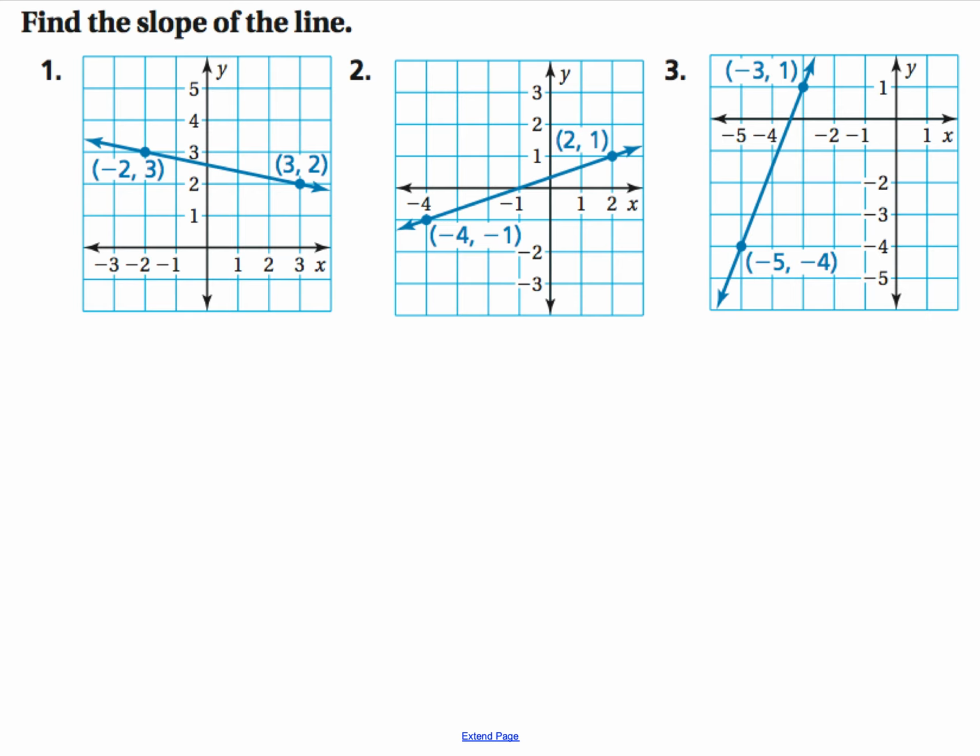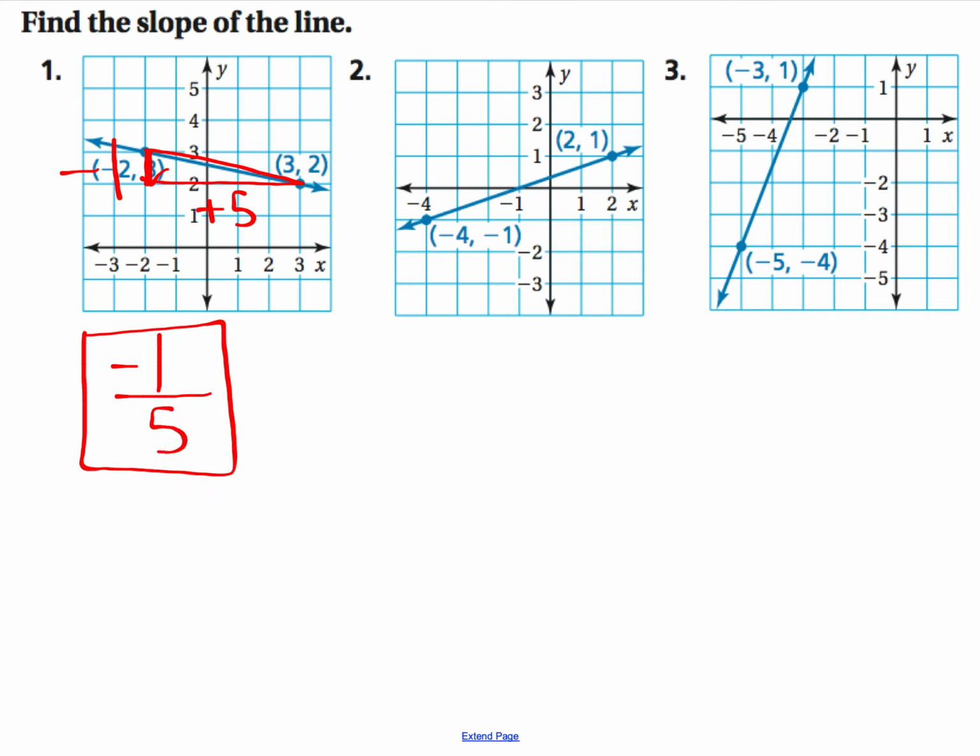Okay, let's find the slope of each of these lines. What you'll want to do first on these is draw a right triangle between the 2 points. Find the size of that right triangle. This right triangle, to get from here to there, is down 1, and to get across is over 5. This is a slope of rise -1, run 5, -1/5. Notice -1/5 is a number really close to 0. Notice that this line's steepness is really close to 0. It's not very steep.